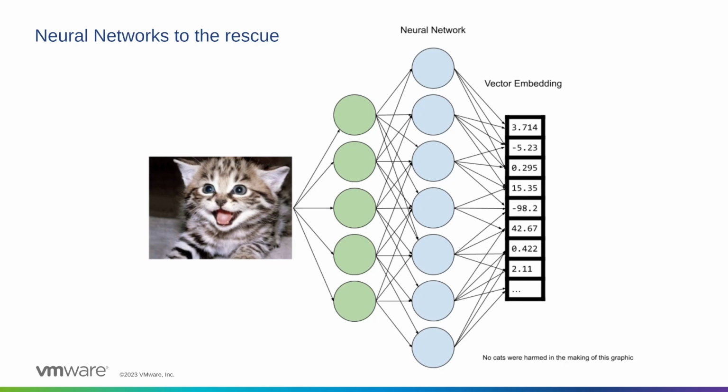And while I'm using a picture of a cat in this example, this also could be a big long body of text. It could be an audio recording. It could be anything that's kind of unstructured that you can meaningfully run through a neural network and come out with a vector embedding.